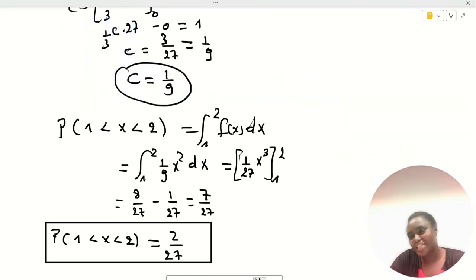So next time we will be starting solving section number B. I don't know if it's next week. It should be next week.